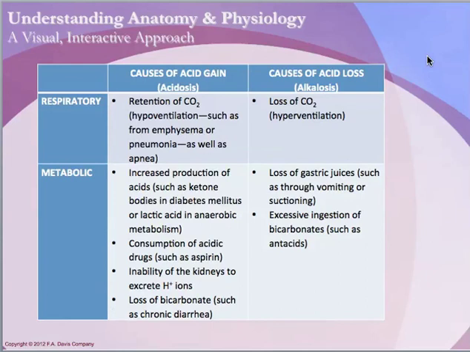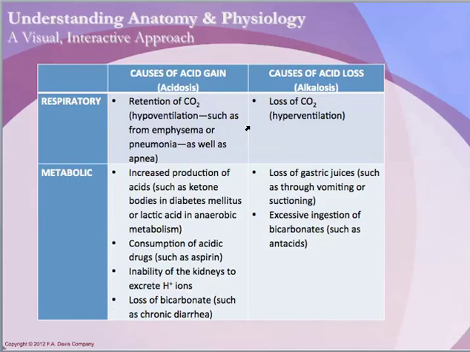So if we have what's called respiratory acidosis here, that's happening because we're getting a retention of carbon dioxide. So we have too much carbon dioxide and it's making our blood acidotic. This happens from hypoventilation, so things like emphysema or pneumonia, as well as apnea, so we're not breathing. For some reason, our respiratory system is not getting rid of carbon dioxide. That results in our blood becoming acidotic, less than 7.35.